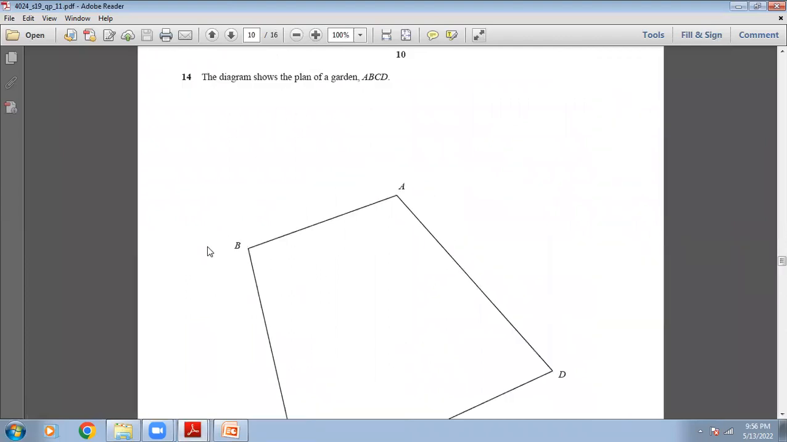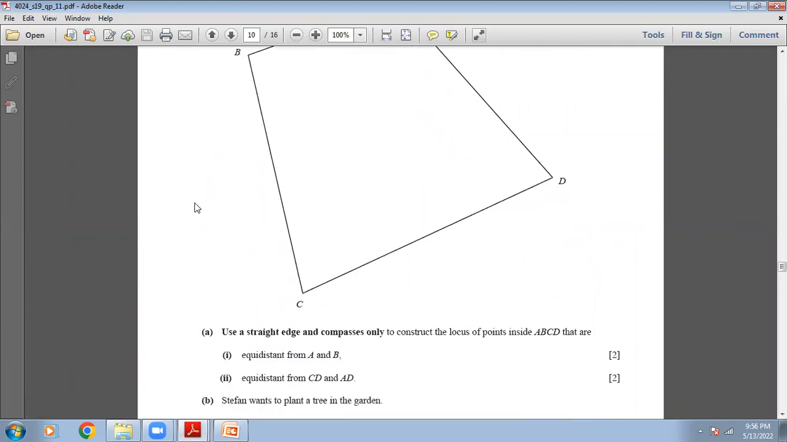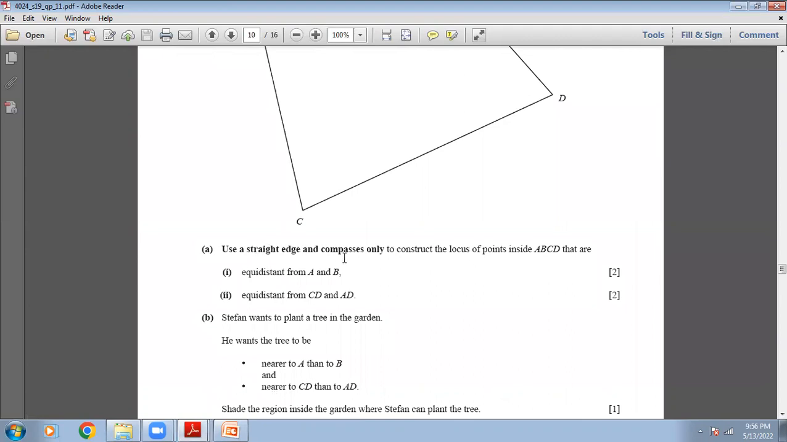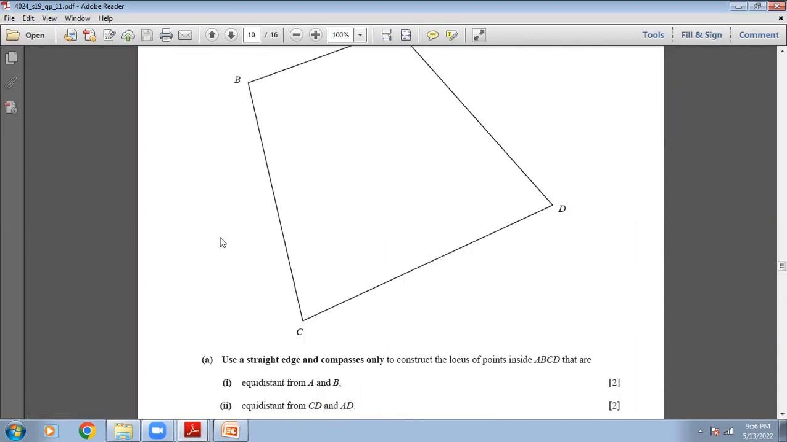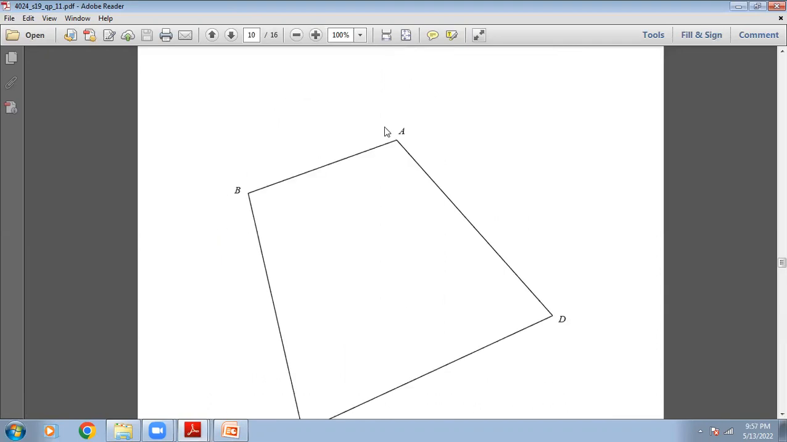It says the diagram shows the plan of a garden. The name of the plan, the garden, is ABCD. So it says, use a straight edge and compass only to construct the locus of the points inside ABCD that are equidistant from A and B. If you are equidistant from two points, you always draw a perpendicular bisector of that line. So equidistant from A and B means draw the perpendicular bisector of the line AB.